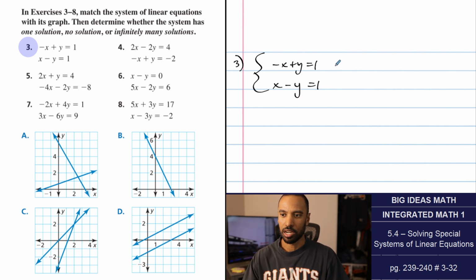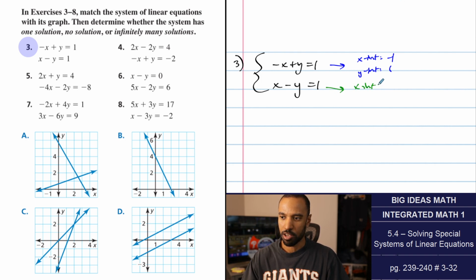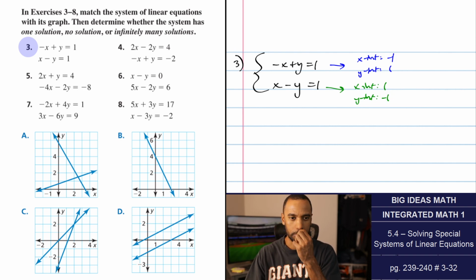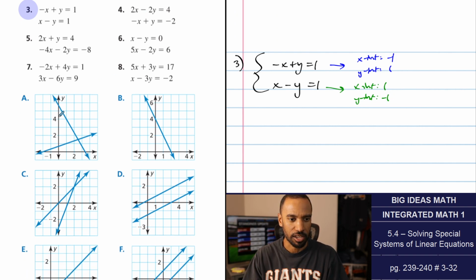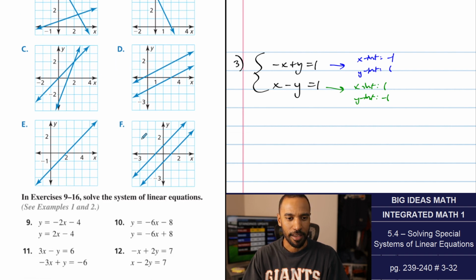If I were to use the standard form approach of this, this would have an x-intercept of negative 1 and a y-intercept of positive 1. And this one here would have an x-intercept of positive 1 and a y-intercept of negative 1. So probably slopes of 1 and negative 1 as well. Let's see. That's not going to be A or B or C or D. It might be F, actually.